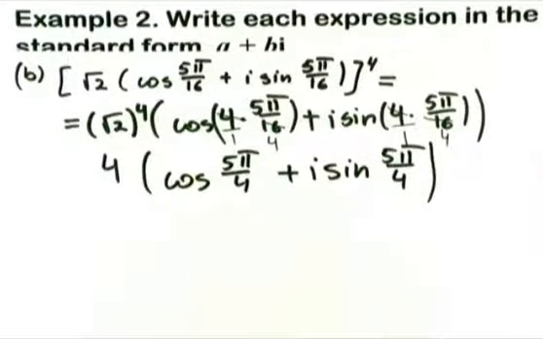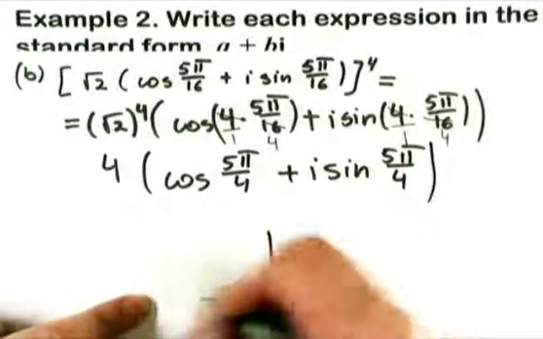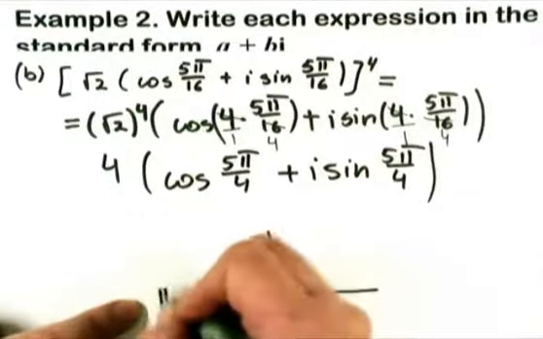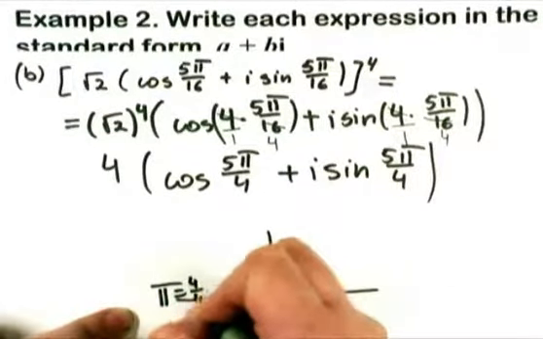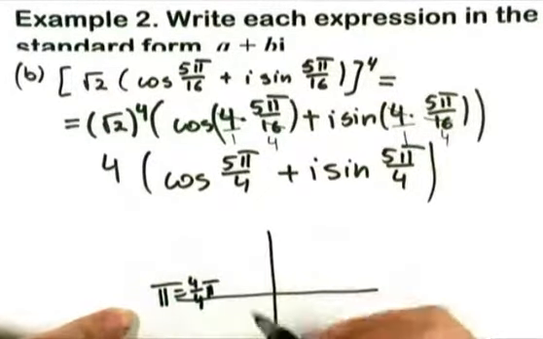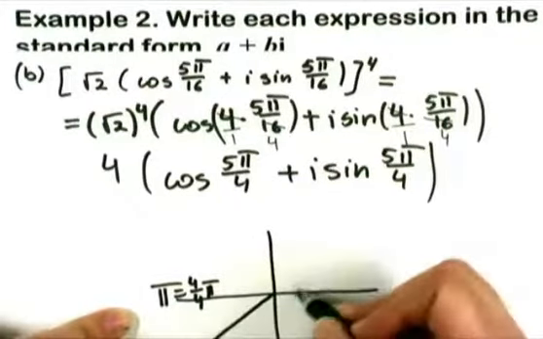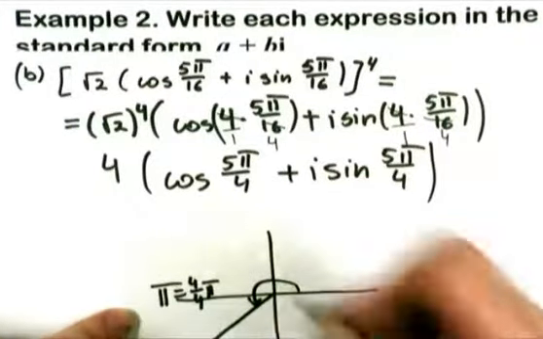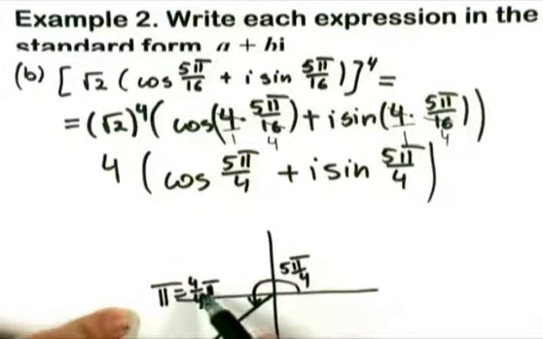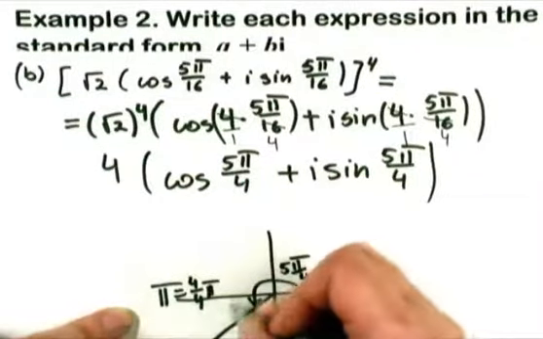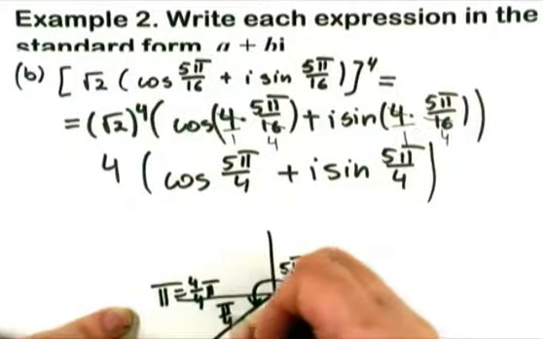Now we need to work this out, the angle. So 5 pi over 4. Here's my pi. In terms of 4 is 4 over 4. 5 fourths is a little bit farther. Right here is my angle 5 pi over 4. How much farther, 4 over 4 to 5 fourths? 1/4. So the reference angle is pi over 4.